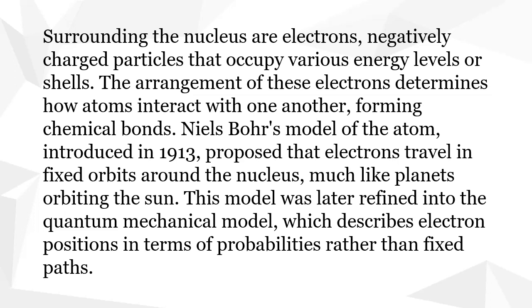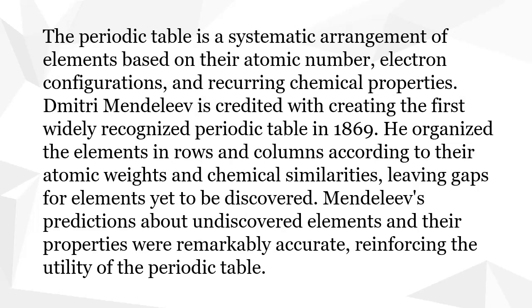Niels Bohr's model of the atom, introduced in 1913, proposed that electrons travel in fixed orbits around the nucleus, much like planets orbiting the sun. This model was later refined into the quantum mechanical model, which describes electron positions in terms of probabilities rather than fixed paths. The periodic table is a systematic arrangement of elements based on their atomic number, electron configurations, and recurring chemical properties.